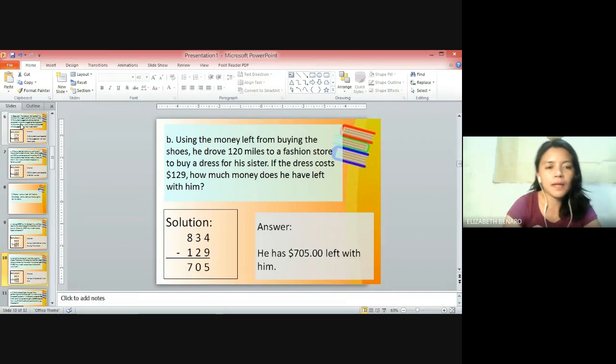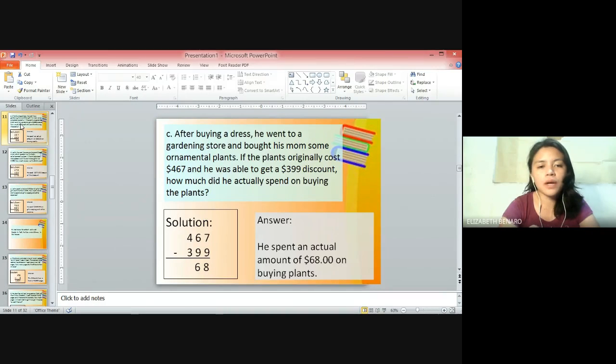Letter C. After buying a dress, he went to a gardening store and bought his mom some ornamental plants. If the plants originally cost $467 and he was able to get a $399 discount, how much did he actually spend on buying the plants? So here's the solution. $467 is the original cost of the plants, less $399 of the discount. So $68 is the answer. He spent an actual amount of $68 on buying plants.